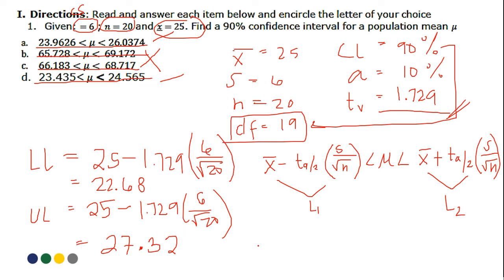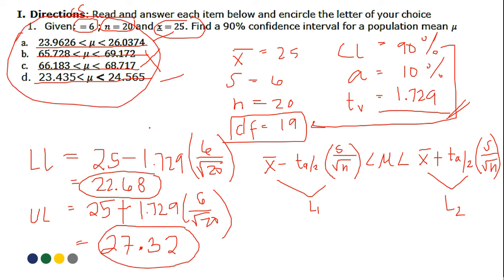Sir, yung sa UL po, plus po, minus point na nalagay nyo? Yes, it's plus, plus. Okay, the answer is 22.68 and 27.32. So, ibig sabihin, yung binigay ng module is mali. So, i-follow natin kung ano yung alam natin, ha? Huwag susundan pa lang yung module.